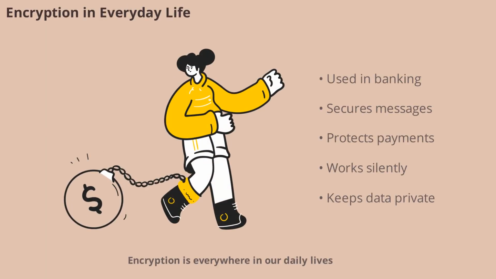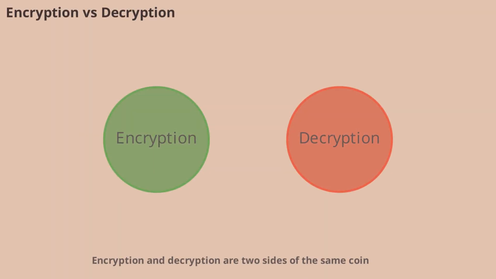Encryption is everywhere in our daily lives. When you log into your bank account, send a message, or make a payment online, encryption is working behind the scenes to keep your information safe. It's a silent guardian, ensuring that your private data stays private even as it travels across the world. Encryption and decryption are two sides of the same coin. Encryption hides information, making it unreadable to outsiders. Decryption brings the information back, allowing only authorized users to access it. Together, they form the foundation of secure communication online, protecting your data every step of the way.